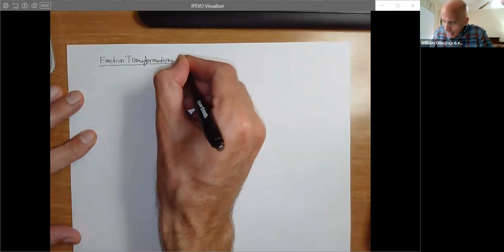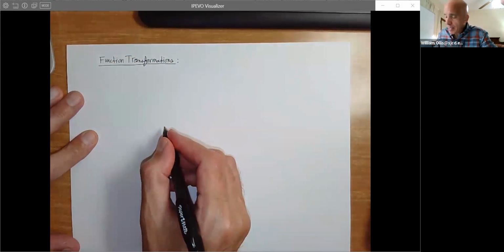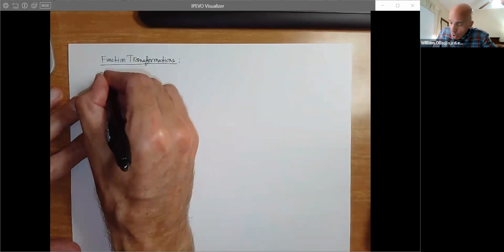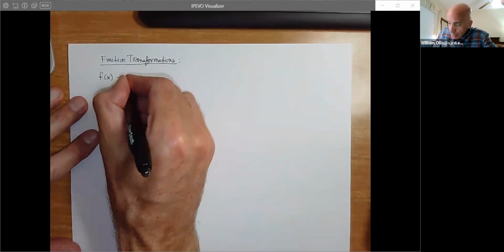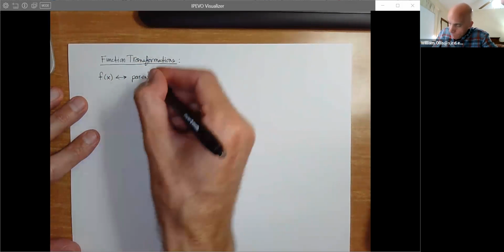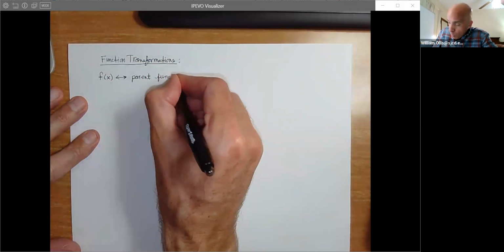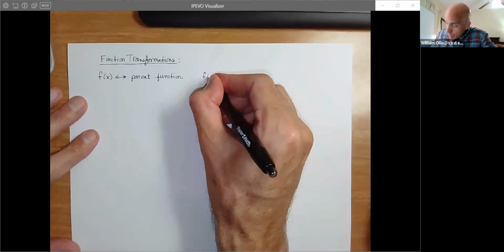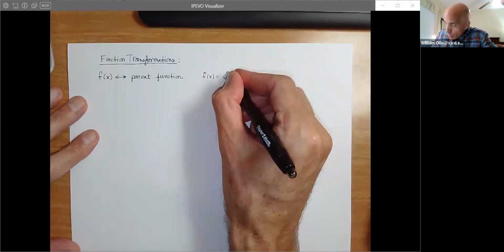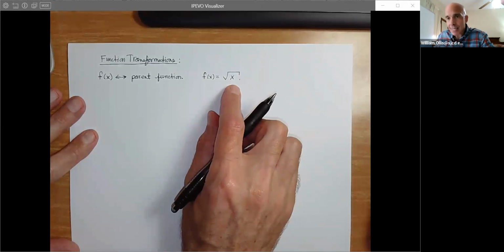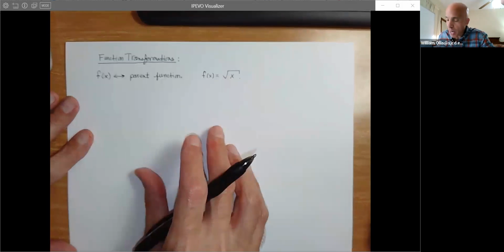And since I've already kind of let the cat out of the bag, I'll go ahead and just give you the idea of what we're going to be doing. We're going to always call f of x the parent function. Just like we talked about before, the parent function would be, for instance, f of x equals the square root of x. We're going to talk about the standard functions like f of x equals x, f of x equals x squared, the standard functions from college algebra.